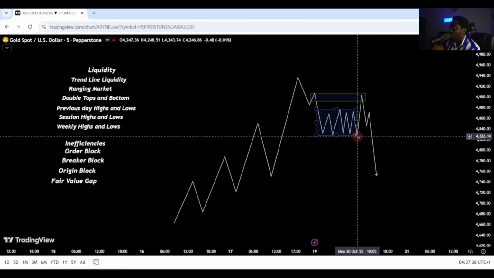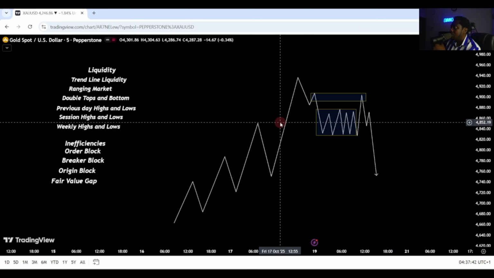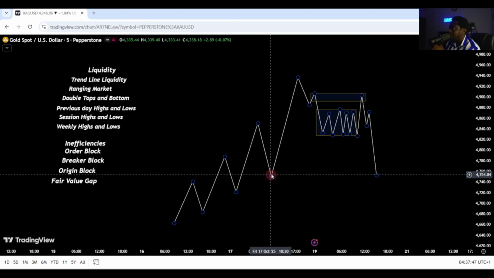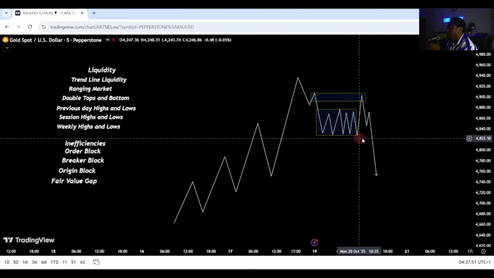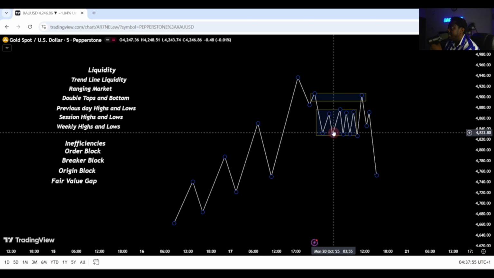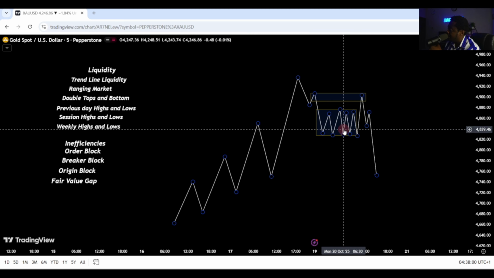If price closes below the pullback, it is an extra confirmation that the sell volume is high. Your first take profit will be the Asia low. Then you can target any inefficiency, which might be a breakout block, a fair value gap, origin, or any inefficiency resting below the Asia low. So the liquidity we are using here is the ranging market. As you can see, this box here is a ranging market.